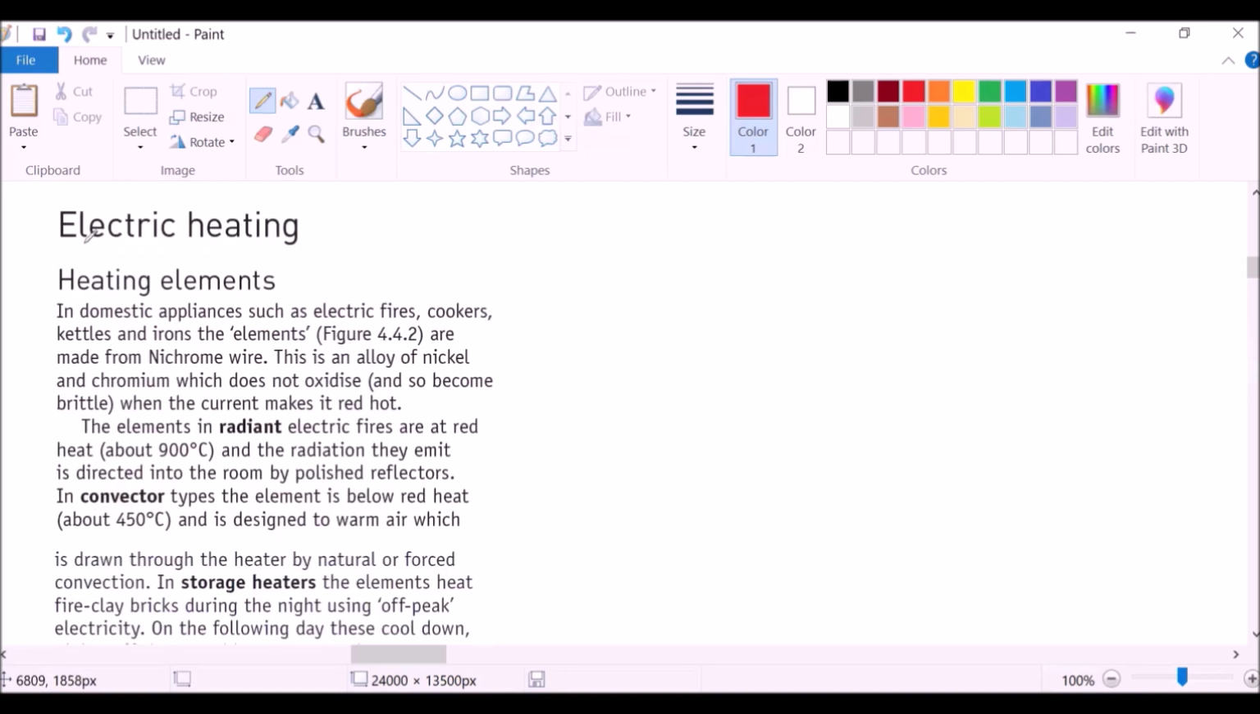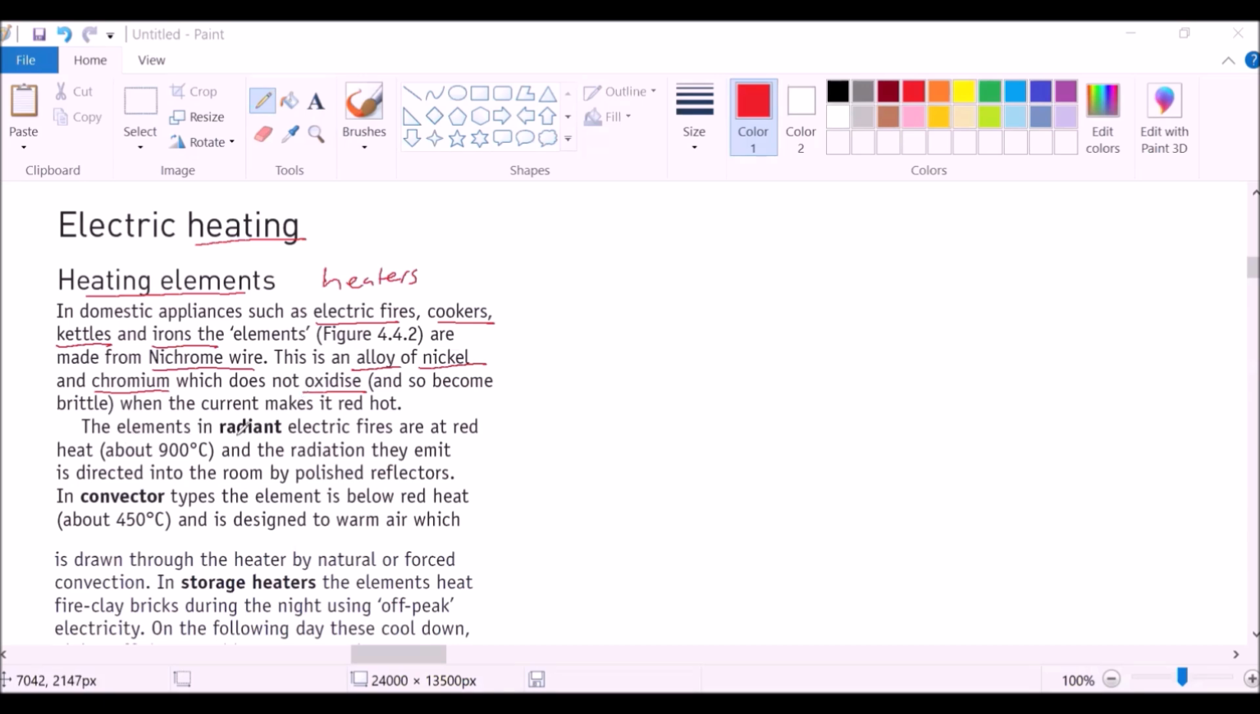Electricity is also used for heating in heating elements. In domestic appliances such as electric fires, which we normally call heaters, cookers, electric kettles, and irons, the heating elements are made from nichrome wire. This is an alloy or a mixture of nickel and chromium metal, which does not oxidize or react with air when current moves through it. So when electricity passes through them, they become red hot and do not react with air.